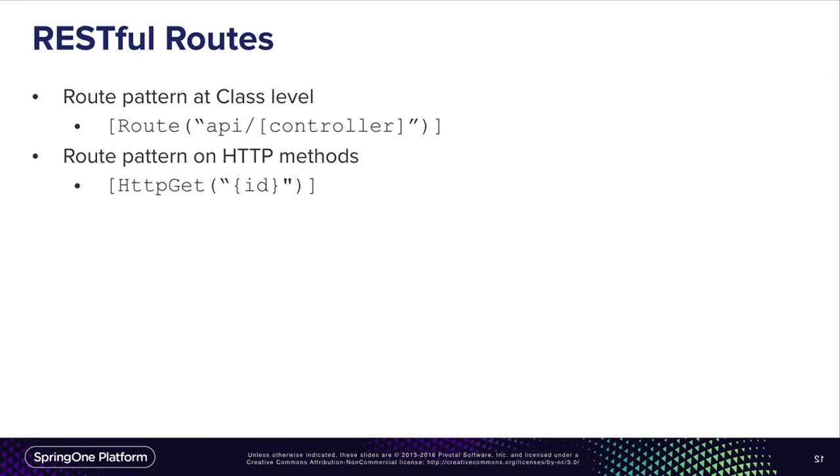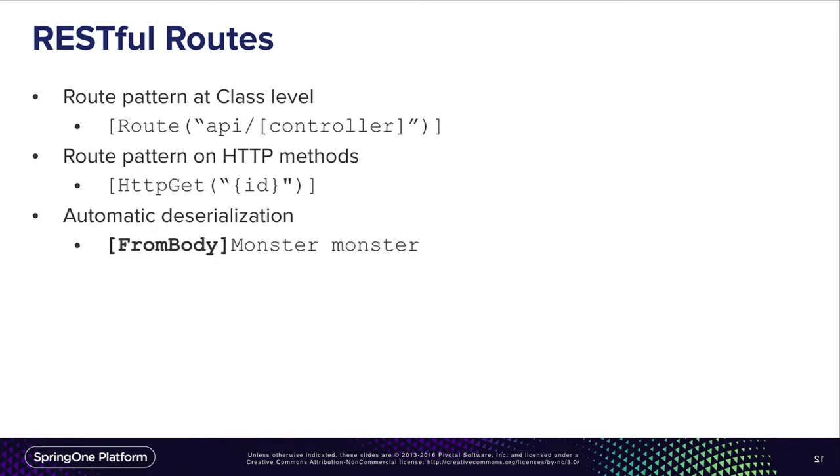You can put attributes on individual methods, and this is essentially where you're going to put your get, put, post, delete operations. You can tag a parameter to your method for automatic deserialization. So if you just put the from body attribute in front of a C# class, ASP.NET Core is going to take care of converting the payload on the HTTP request into that object, and you can customize how that serialization works if you want.